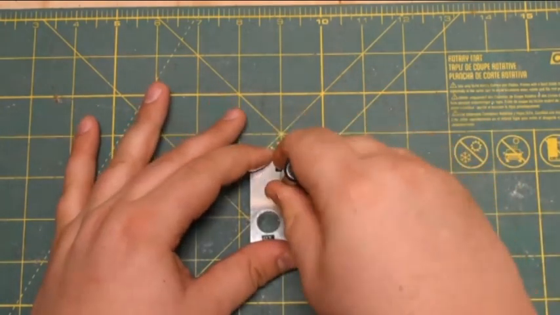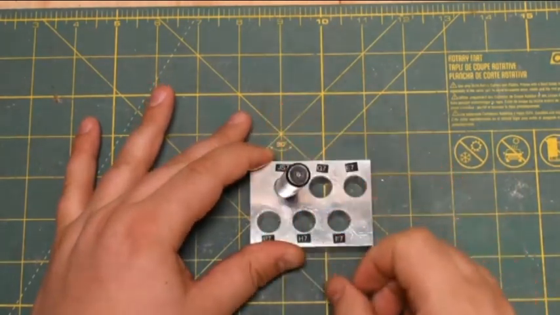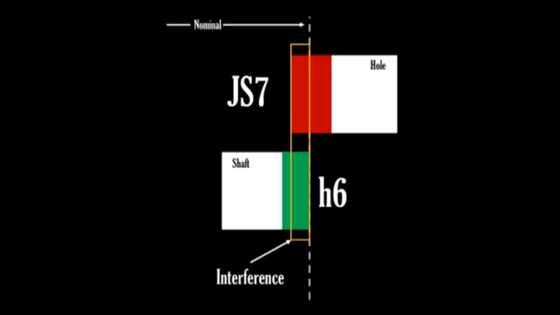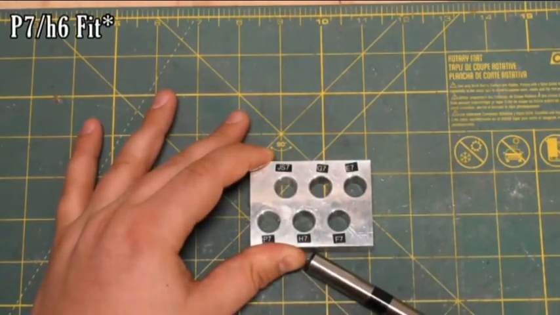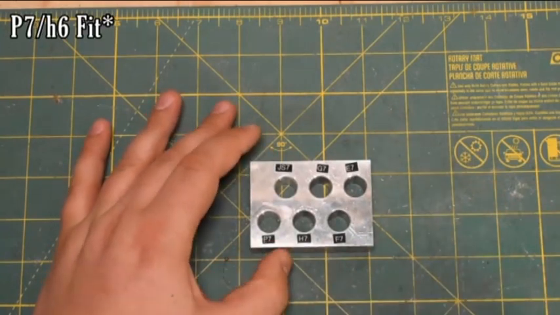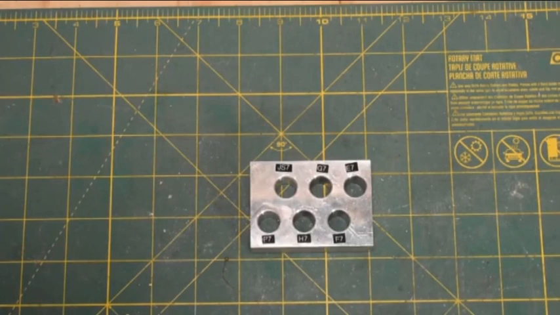The JS7H6 is a transition fit that, as you can see, ended up being on the light interference side, but a rubber mallet would work to tap the pin in for a semi-permanent joint. Finally, the P7H7 is an interference fit and would probably require a hydraulic press, or at least a beefy arbor press to install. This might be a good time to point out that, contrary to my labels in my past example, individual holes and shafts can't be called JF7 or H7.